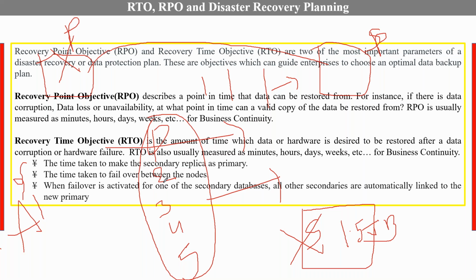Online people? Yes. Yes. So that is RPO, RTO, high availability, disaster recovery.